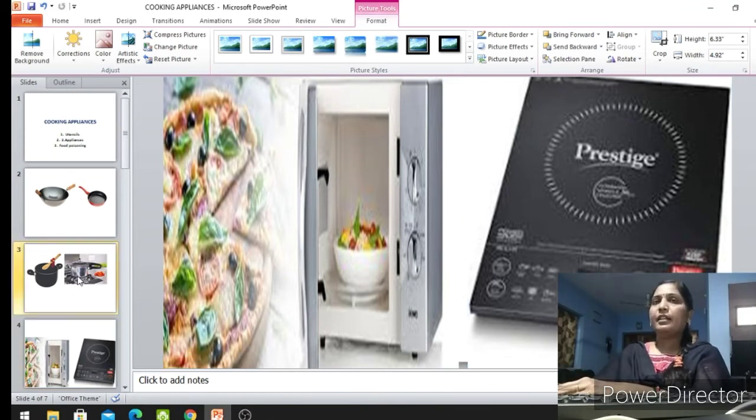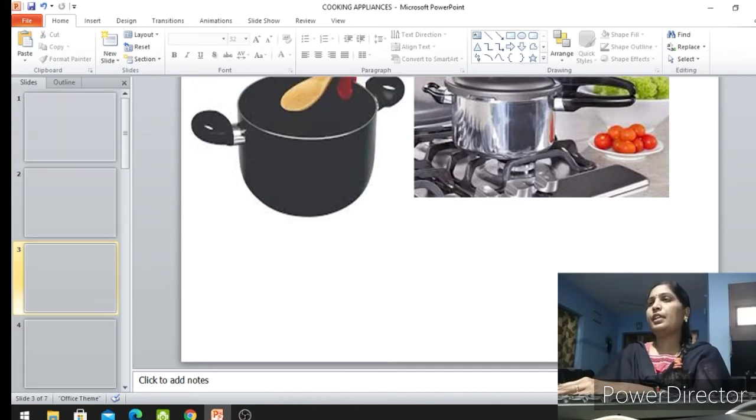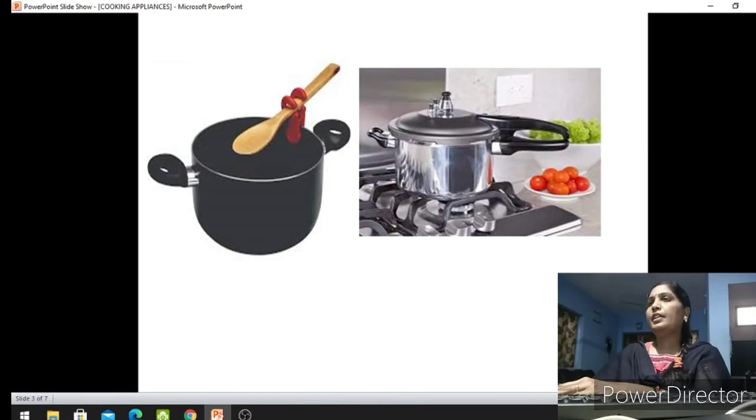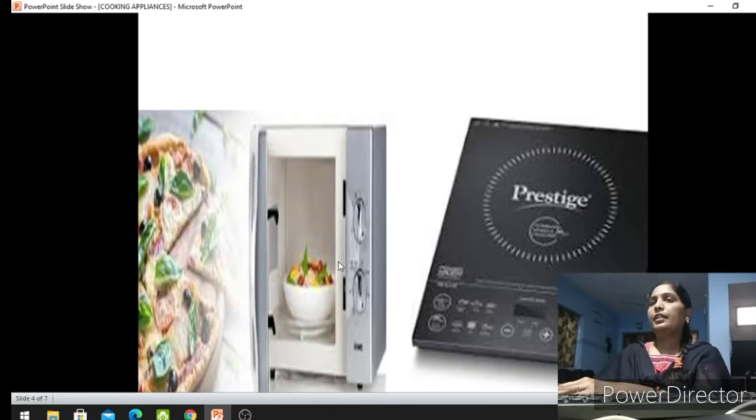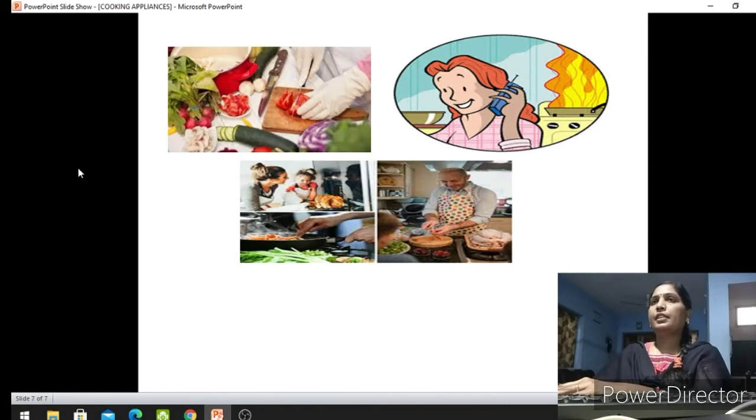So these are the appliances and these are the utensils. These are utensils we are using, and the other ones are appliances. Pot and pressure cooker, both are utensils. And the microwave and this induction cooker, both are appliances we use.